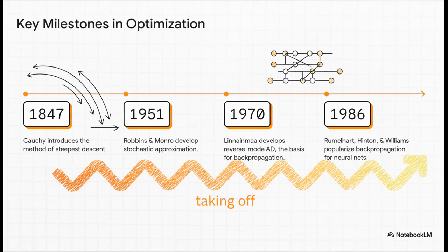Now, you might think these are brand new ideas, but they've actually been developing for a long time. I mean, the basic idea of steepest descent goes all the way back to 1847. And the math for what we now call backpropagation, that was actually figured out in 1970. But the big bang moment was in 1986, when a landmark paper showed just how powerful this could be for training neural networks. That's when things really took off.